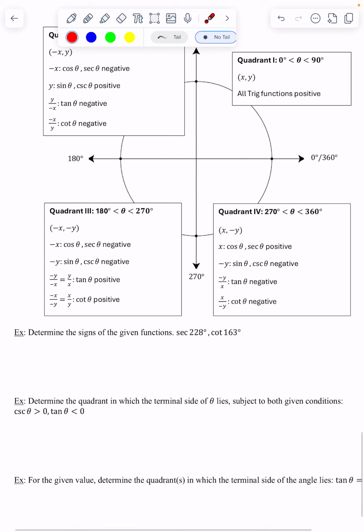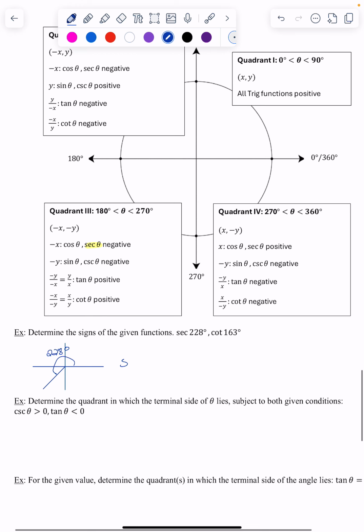All right. So if I look at secant of 228, let's figure out where 228 is. If I put an angle on there, I'm past 180, but not up to 270, so I'm somewhere over here. This angle right here is 228 degrees. If I'm looking for secant, I can see that secant in that third quadrant, because I'm in Q3, is negative. So secant of 228 is negative.